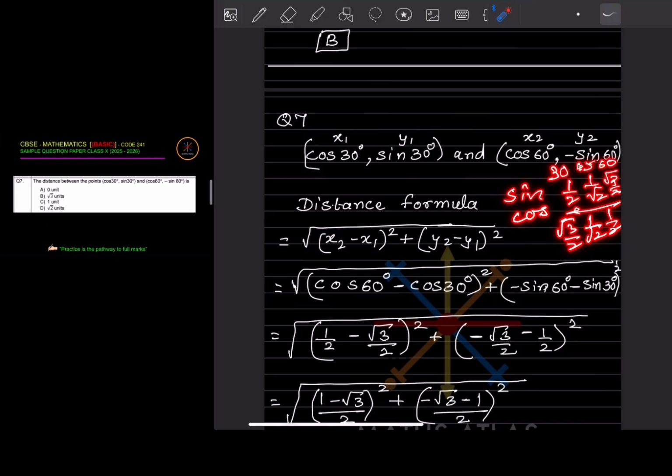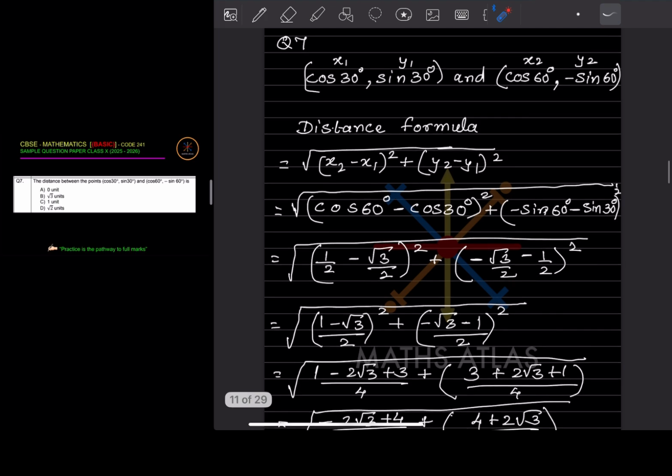So now you know cos 60 is going to be 1 by 2. So that is written here. And cos 30 is going to be root 3 by 2. This is 1 by 2, root 3 by 2. And sin 60 is again root 3 by 2. And sin 30 is here 1 by 2. So now once this is done, this minus, you have to be very careful with this one.